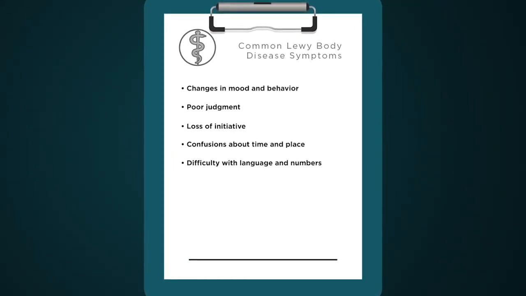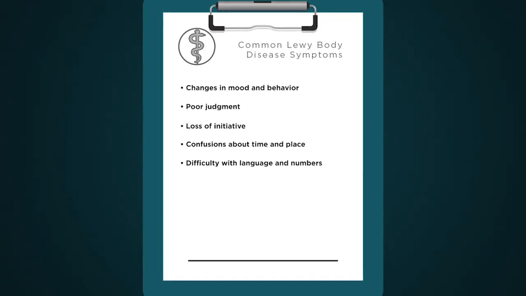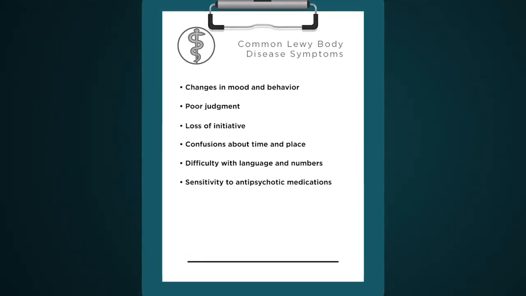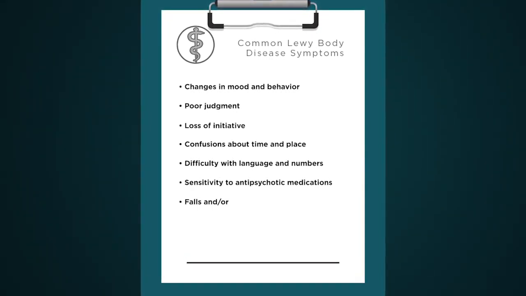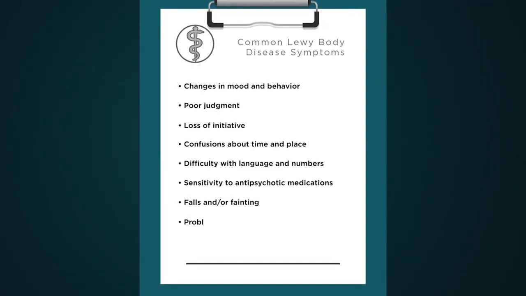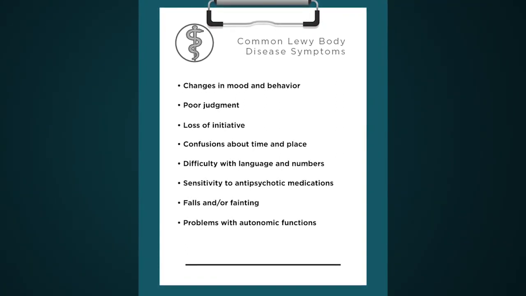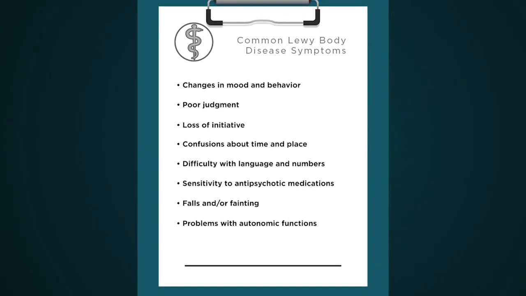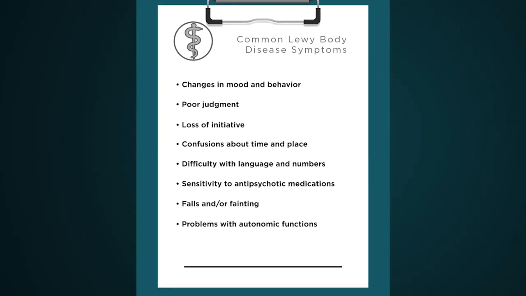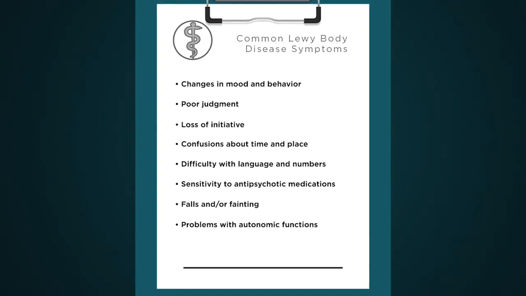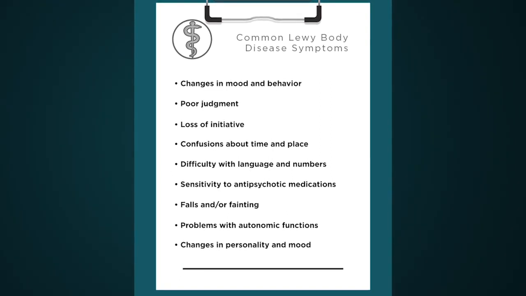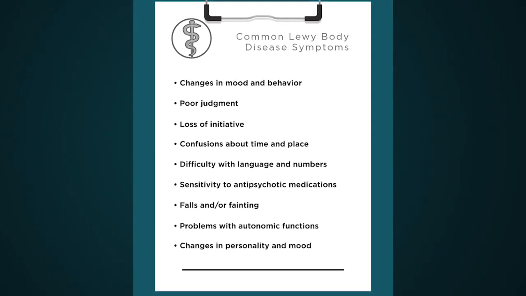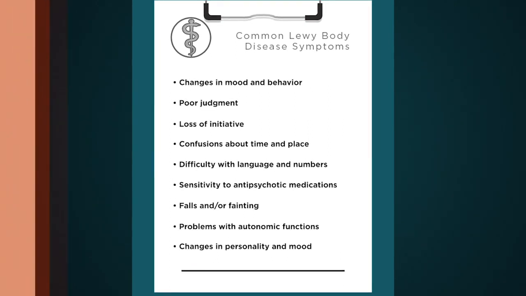Additional characteristics of Lewy body disease include sensitivity to antipsychotic medications, falls and/or fainting, problems with autonomic functions, so maintaining blood pressure, incontinence, constipation, and loss of smell, and changes in personality and mood, so depression, apathy, and anxiety.